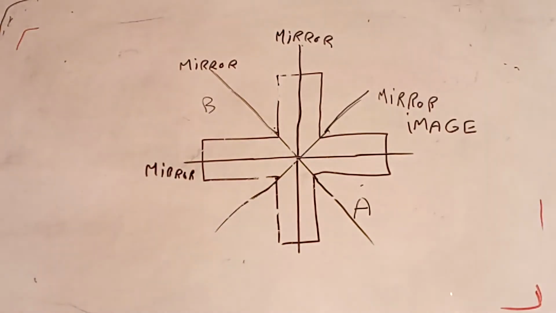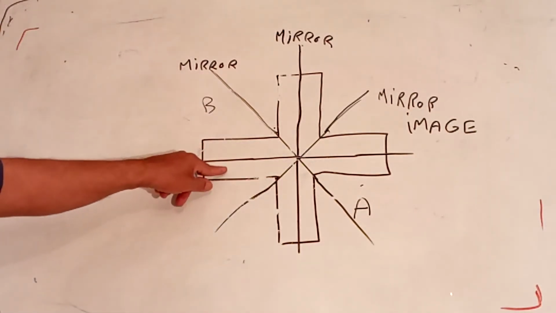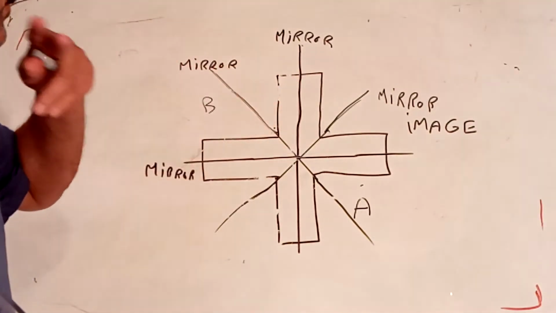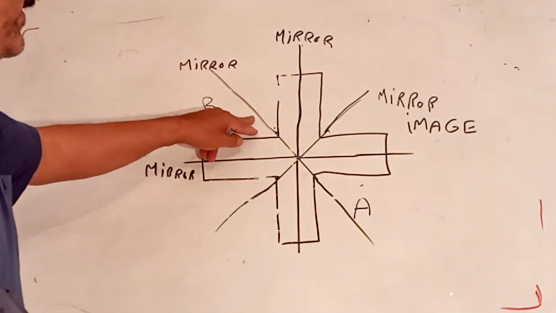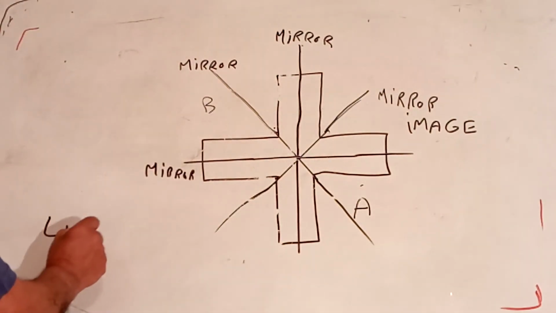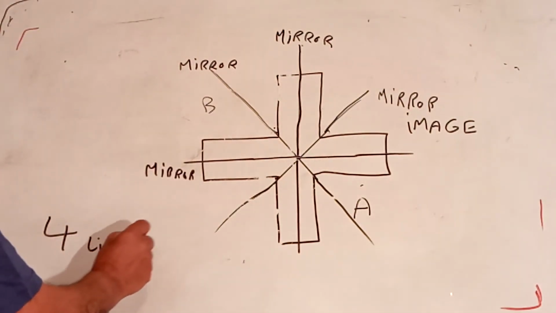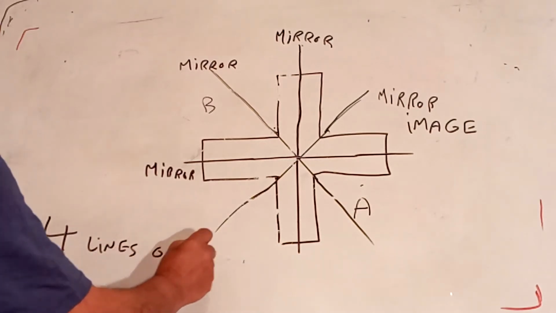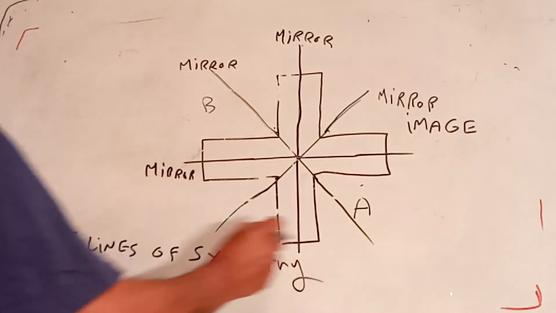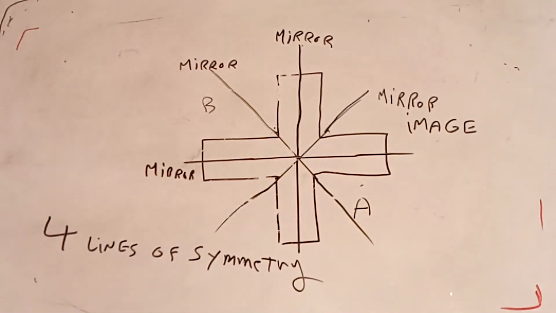So how many lines of symmetry do we have? We have this horizontal one, this vertical one, those two, and this diagonal, 3 and 4. So we have 4 lines of symmetry. This is the example.